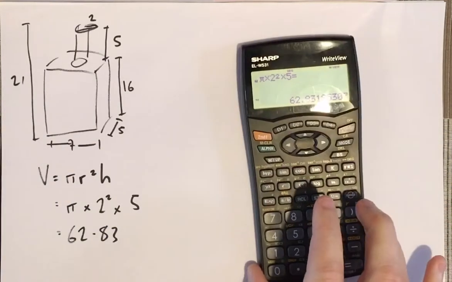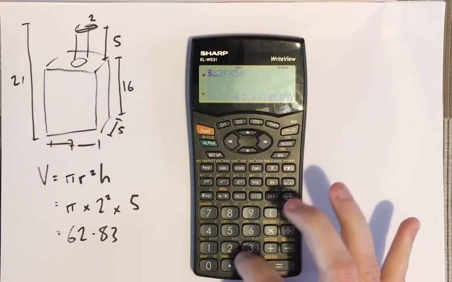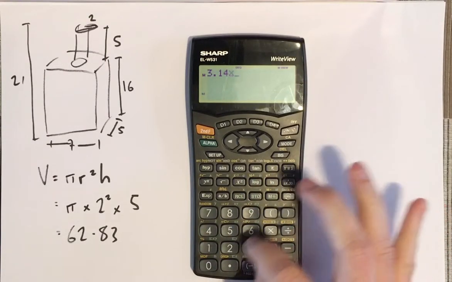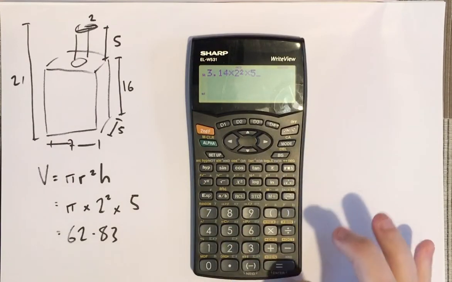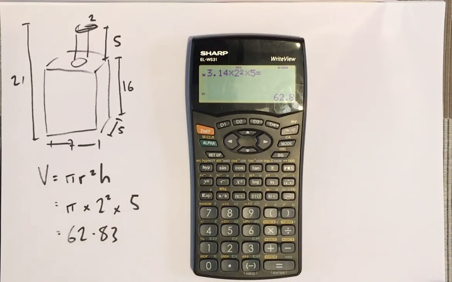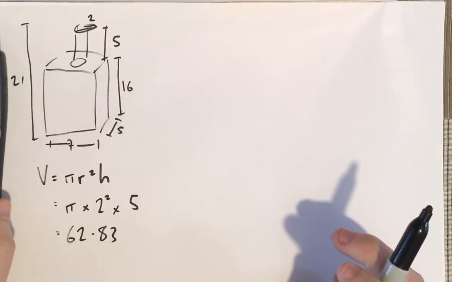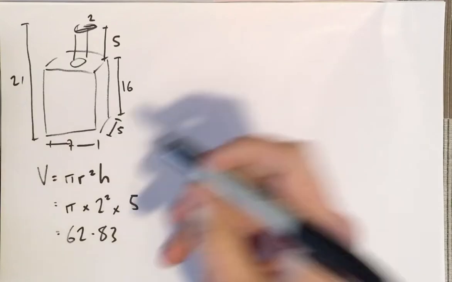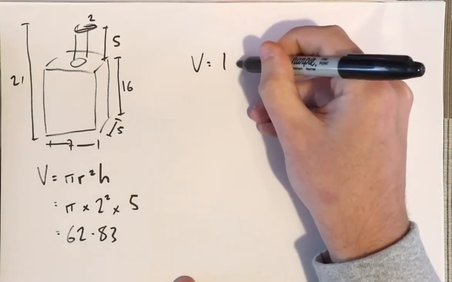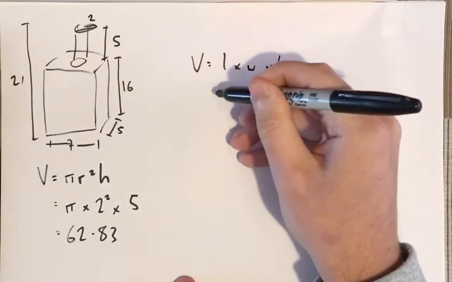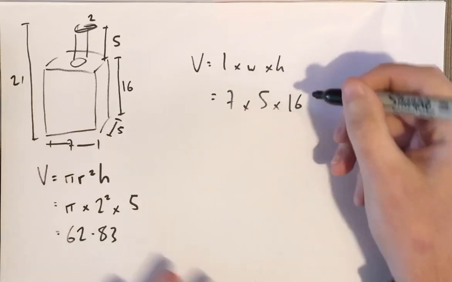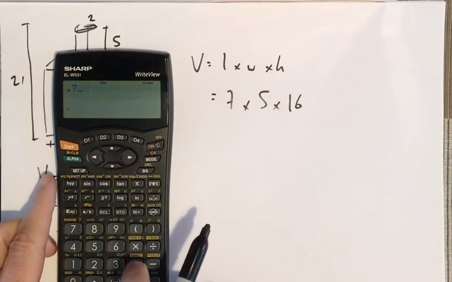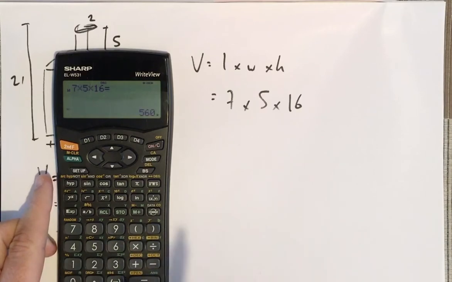If you had used 3.14 instead of the pi button, 3.14 multiplied by 2 squared multiplied by 5 is 62.8. So we're rounding this to the nearest centimeter cubed, so it wouldn't have had any effect on my answer. Next is the volume of the cuboid on the bottom. So that's just volume is length by width by height. So 7 by 5 by the height, which is that 16 that I figured out. So 7 by 5 by 16 is 560.